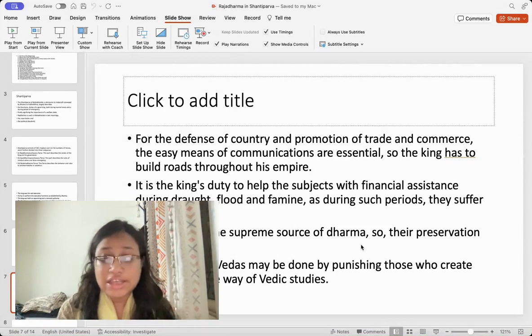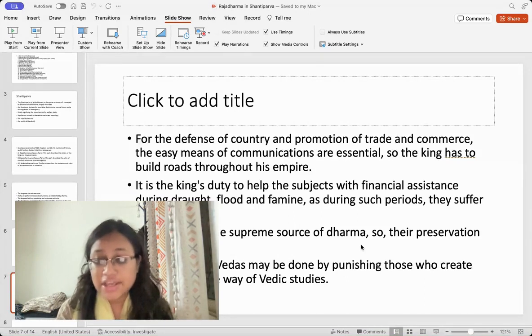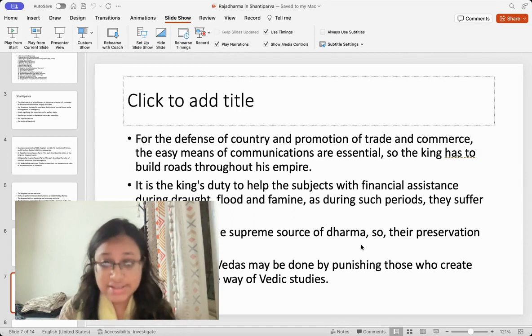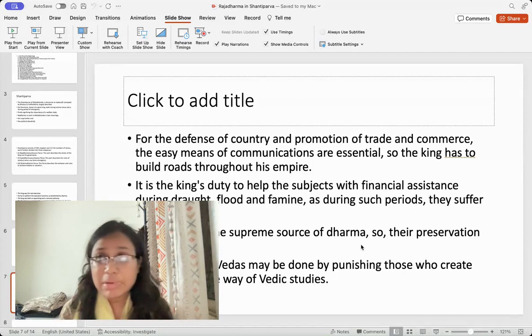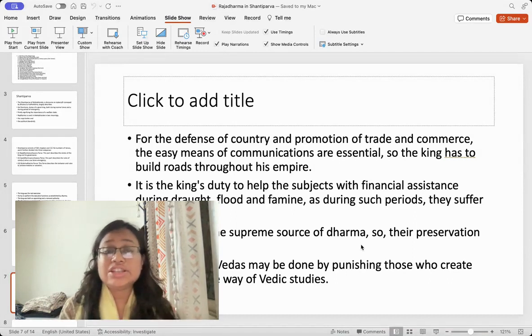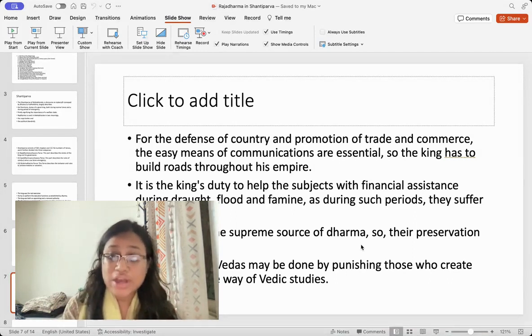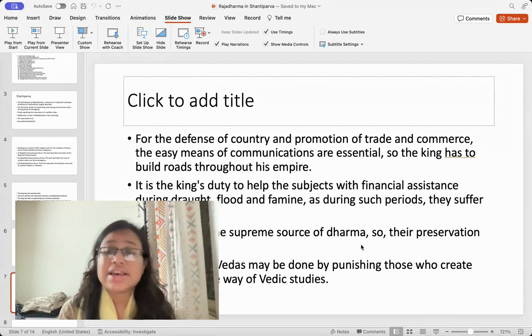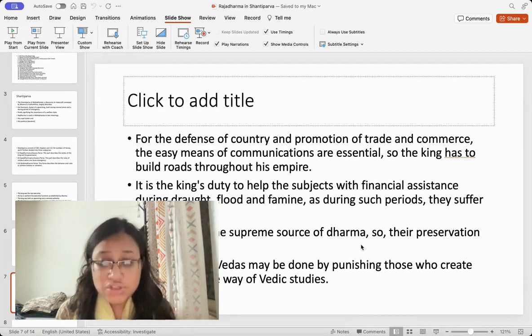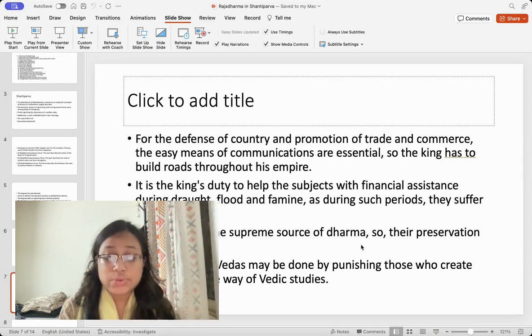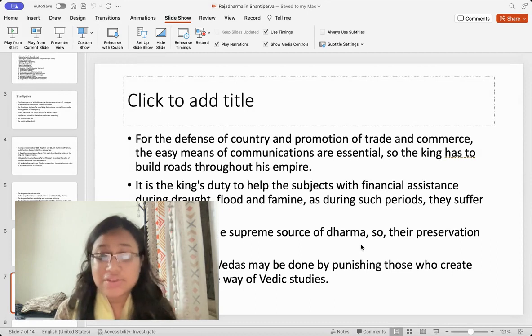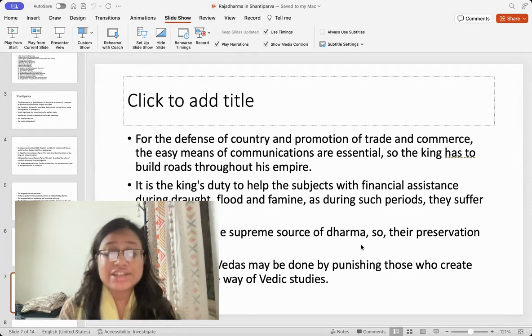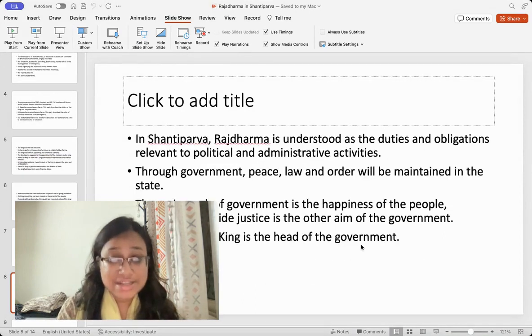Finally, he must help the subjects if they are facing a financial crisis. During times of natural emergency like flood, famine or drought, it is the duty of the king to protect the subjects, to help the subjects with financial assistance, and also to preserve the Vedas and the Upanishads. How should the king preserve the Vedas? The king must preserve the Vedas by punishing those who create difficulties in the way of Vedic studies.